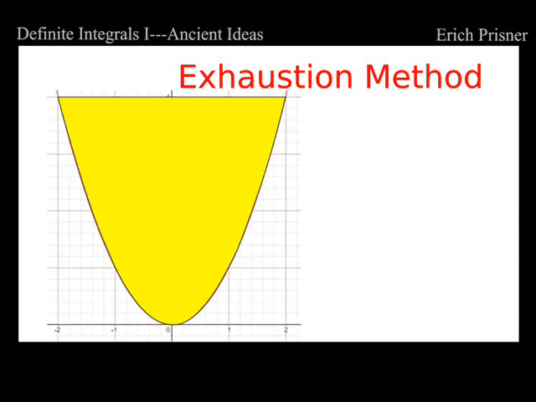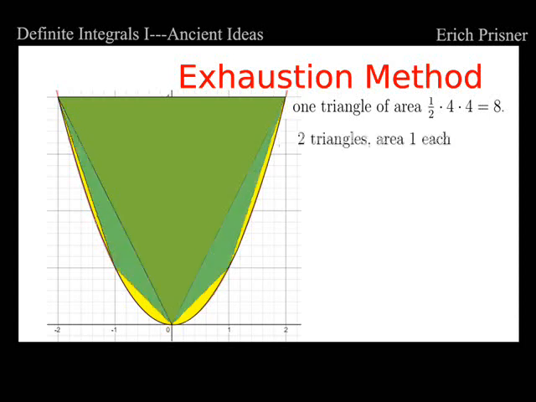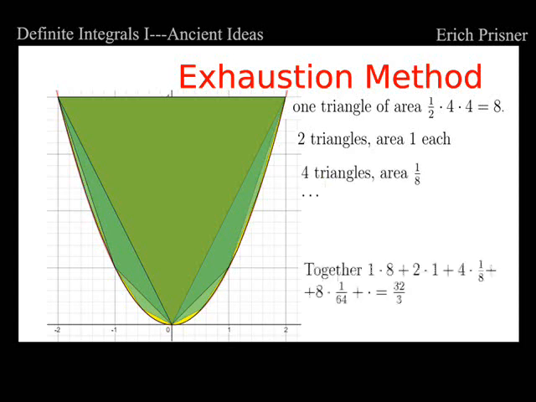Another famous application of the exhaustion method used by Archimedes was to the parabola. Assume we want to calculate the area colored. Archimedes puts in one triangle of width 4, height 4, and therefore area of 1/2 times 4 times 4, which is equal to 8. Then he draws two triangles. They have area 1 each. Then these four triangles of area 1/8 each. Adding up all these values and going to the limit, we get a value of 10 2/3.